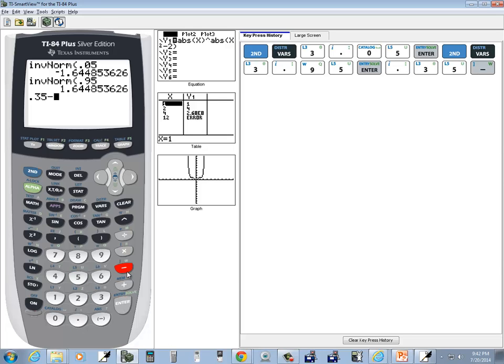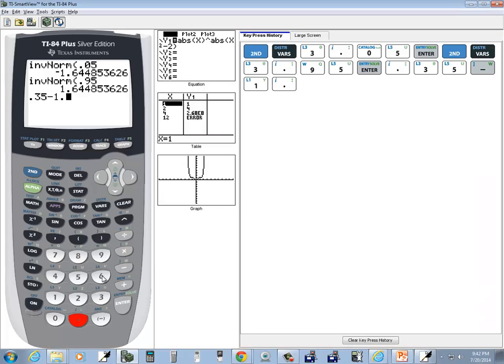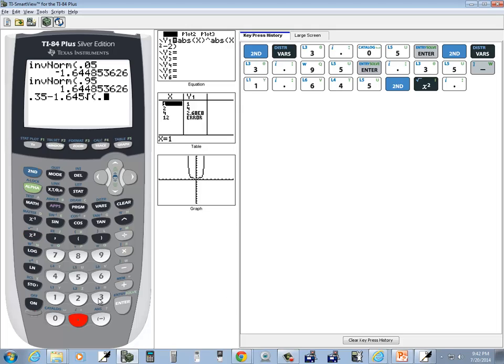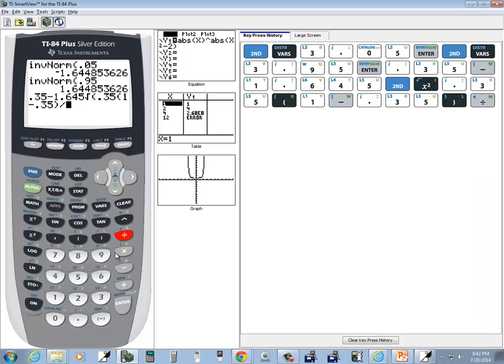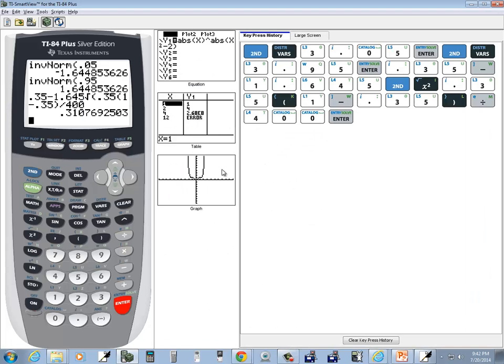0.35 minus 1.645 square root, and we got 0.35 beginning parentheses 1 minus 0.35 closing parentheses divided by 400. Enter. And round to 3 decimal places.